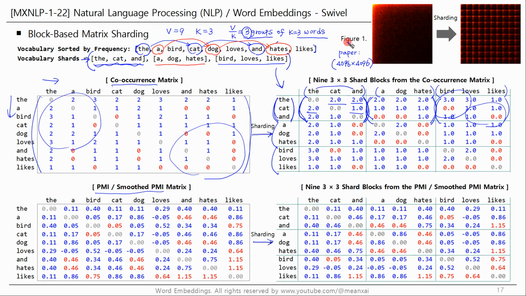Figure 1 in the paper illustrates this distribution of co-occurrence counts in the full matrix and in the individual shard blocks. On the left, we have the full co-occurrence matrix, and on the right, we can see the multiple shard blocks. The same procedure is applied to the PMI and Smoothed PMI matrix. They are also divided into 9 3 by 3 shard blocks using exactly the same row and column grouping.